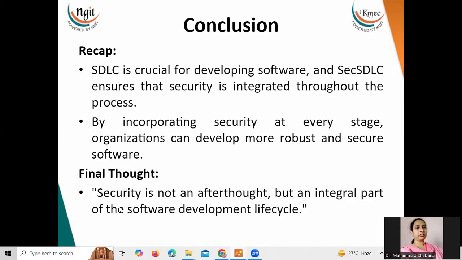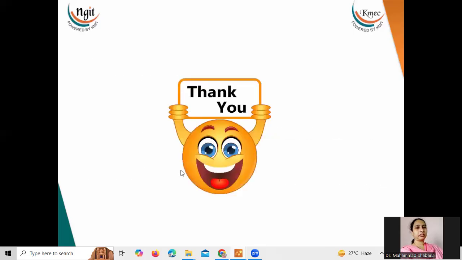In conclusion, SDLC is a structured framework that guides software development, but adding security into the process through secure SDLC creates more resilient and secure applications. By integrating security at every stage, we protect both the software and the data it handles, ensuring safer outcomes for organizations and their users. So with this, we will conclude our session.